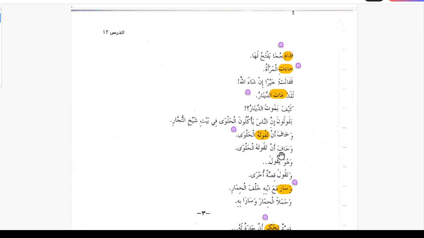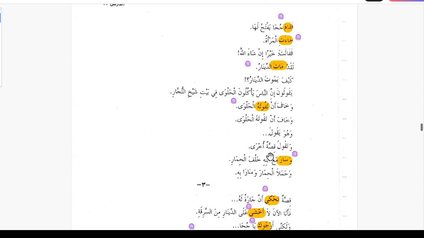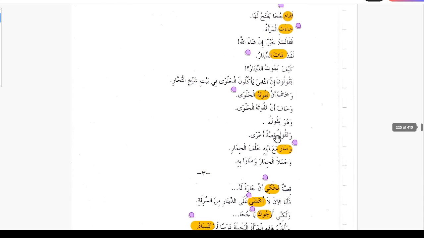So he feared that the halwa, the sweets that the people are eating, is going to run out, and nothing is going to be left for him. It is the same repetition. Wahuwa yakulu, and he says kala yakulu. We have seen that kala yakulu above.